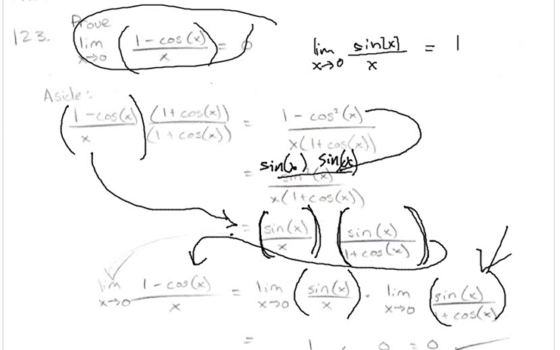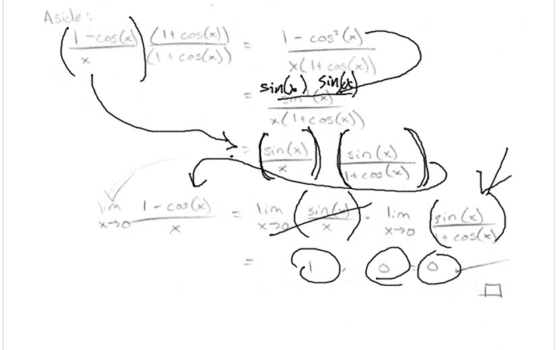This I can use direct substitution. This I proved went to 1. So therefore I get 1 times 0, which is 0. And that is the end of the proof. And the end of our examples from section 1.3. If you have any other requests, please let me know, and I will do them.